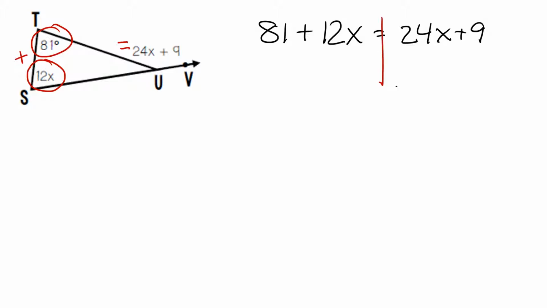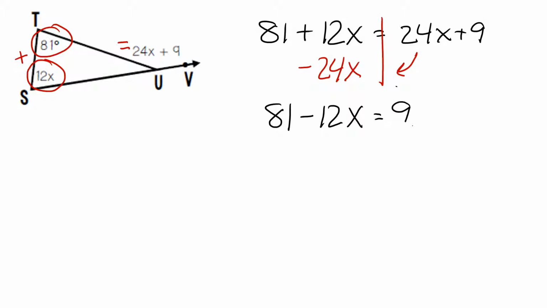To solve the equation, we can go ahead and combine like terms. 12x and 24x are on opposite sides, so we do the opposite operation. Instead of 24x, we do a minus 24x. 12 minus 24 is going to give us a negative 12x. Bring down the 81 and bring down the 9.